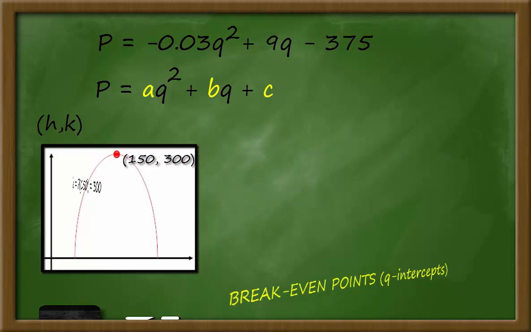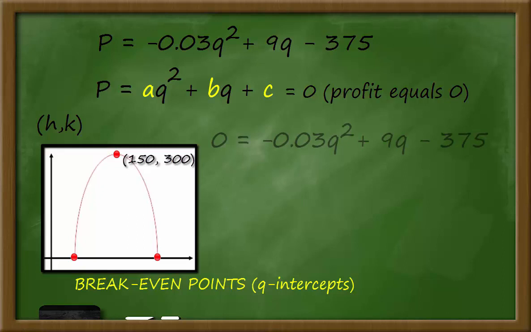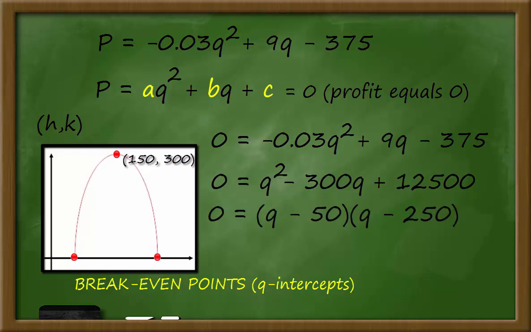Now another important feature of a parabola is where it crosses the horizontal axis. Since the vertex is in the first quadrant and the graph opens down, the graph will hit the Q-axis in two spots. These Q-intercepts are the break-even points, since they give the Q values where the profit equals 0. So we set profit equal to 0 and solve for Q. To make the leading coefficient 1, I'm going to divide every term by negative 0.03. By inspection, we can factor this as Q minus 50 times Q minus 250. This gives Q equals 50 and Q equals 250 for the break-even points.